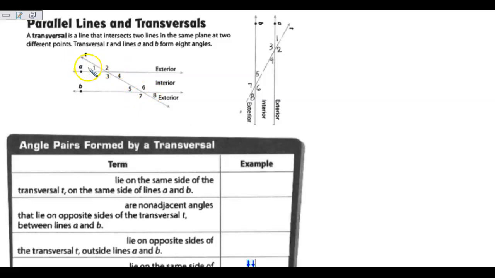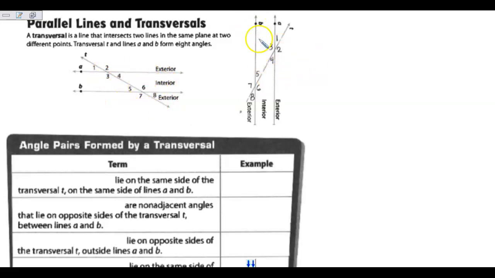We're going to talk about the different kinds, and there are many different kinds. A transversal is a line that intersects two lines in the same plane at two different points. Transversal T and lines A and B form 8 angles. So we have 1, 2, 3, 4, 5, 6, 7, and 8. We have exterior, which is the outside of the two parallels, and then we have interior, which are the angles that are inside the parallel lines, okay?